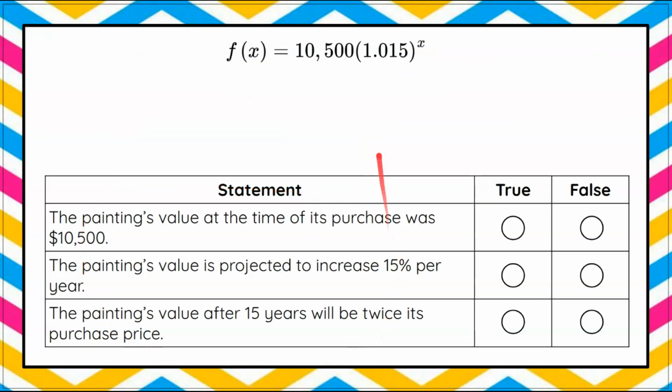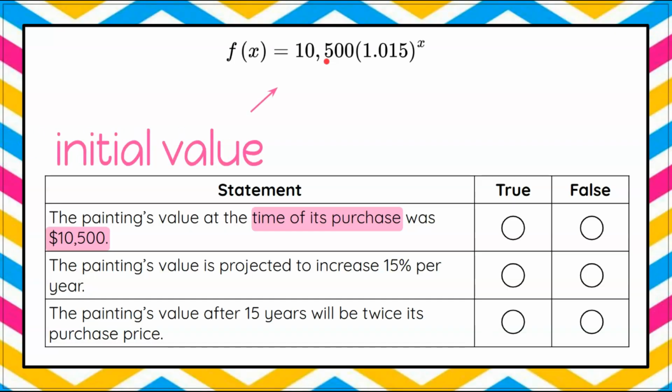So let's clear our workspace of everything but our function. The first statement says this painting's value at the time of its purchase was $10,500. So initially, our cost was $10,500. When we look at an exponential function, that first value that is here is our initial value. So it's what we paid for it, what it cost us, $10,500. So we can say that this is true.